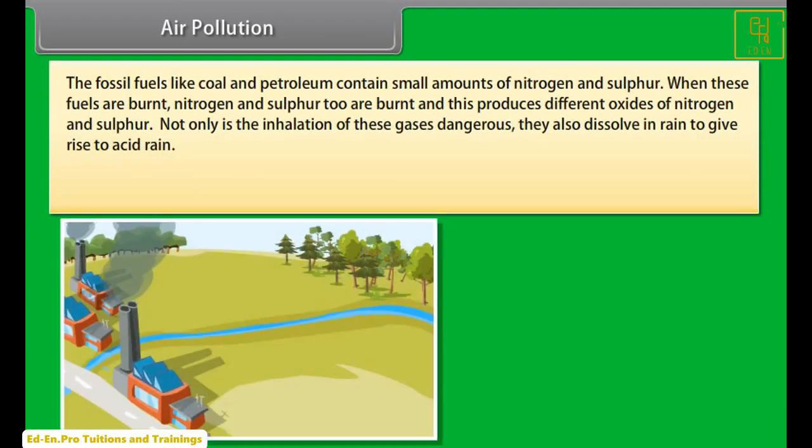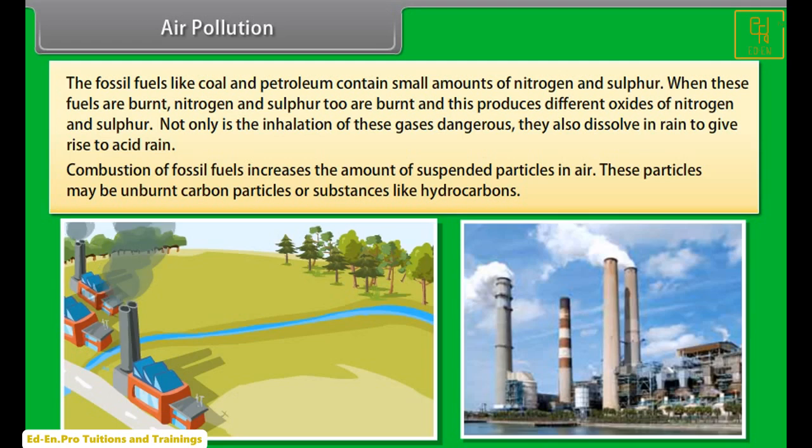The fossil fuels like coal and petroleum contain small amounts of nitrogen and sulfur. When these fuels are burnt, nitrogen and sulfur too are burnt, and this produces different oxides of nitrogen and sulfur. Not only is the inhalation of these gases dangerous, they also dissolve in rain to give rise to acid rain. Combustion of fossil fuels increases the amount of suspended particles in the air. These particles may be unburnt carbon particles or substances like hydrocarbons.